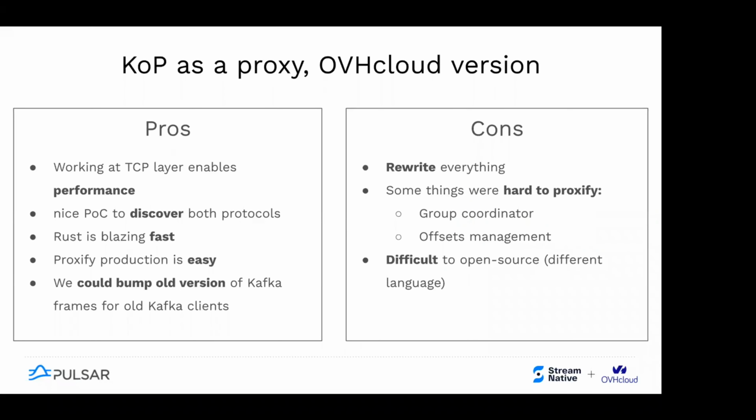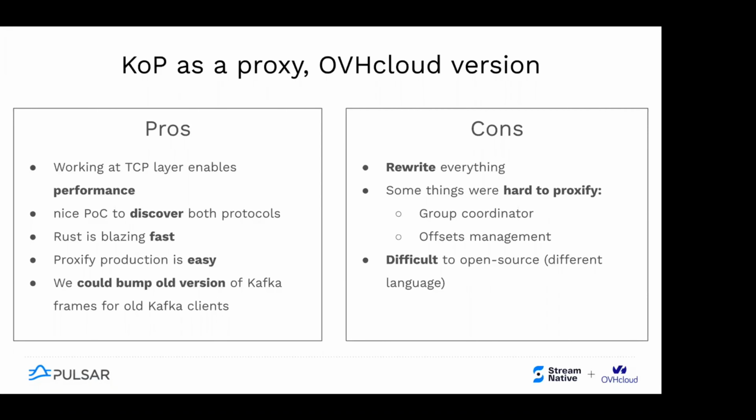And this proof of concept was really nice. Working at TCP level enabled massive performance. We were network bound on this proxy, so that was really nice. It was a nice proof of concept to discover both protocols, because we ended up rewriting everything from parsers to how to handle connections. If you don't know Rust, Rust is blazing fast. So if you want to try another language, Rust is maybe the one that you need.